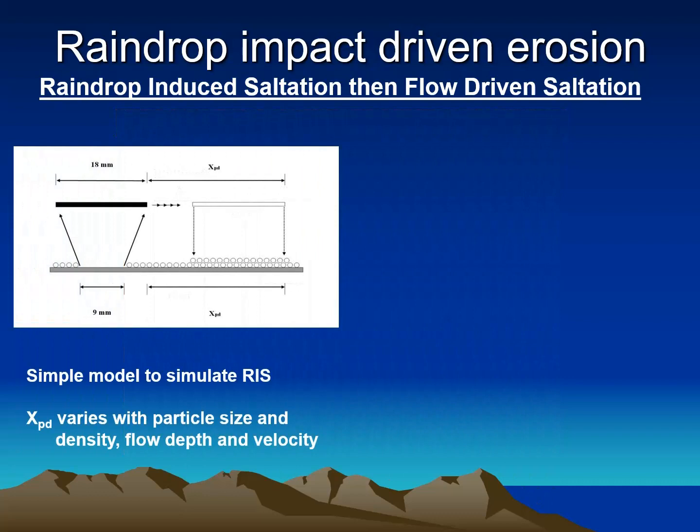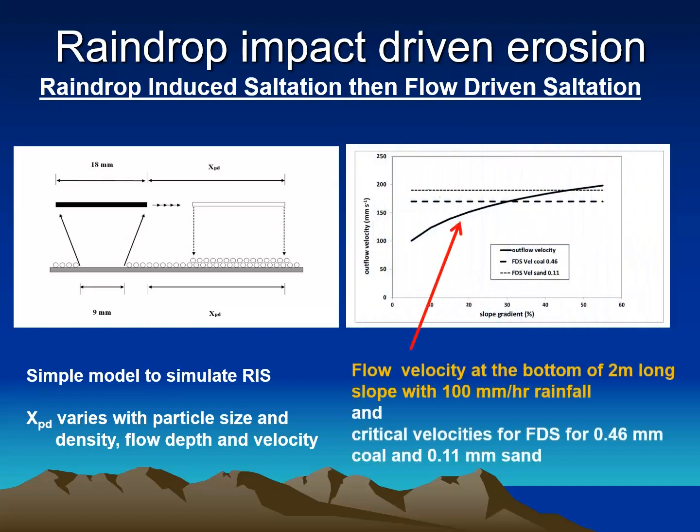This is a model of raindrop-induced saltation, where the distance particles travel varies with particle size, density, flow depth and velocity. And in this graph we have flow velocity at the bottom of a 2-meter long slope, and the critical velocities for flow-driven saltation of 0.46 mm coal and 0.1 mm sand.